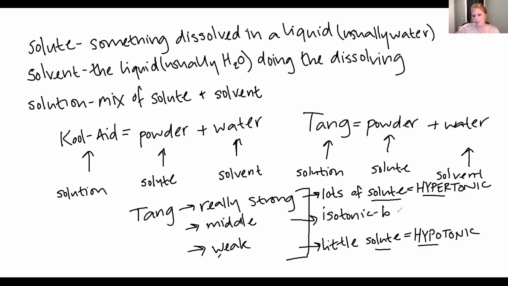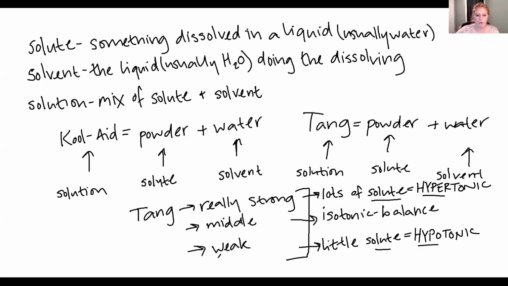An isotonic solution is a balance of solute and solvent. Now, when I say it has lots of solute or little solute, that means it's in comparison to the solvent itself. So if I have a hypertonic Tang solution, I've got more powder in there than I have water, which is why you can see the little Tang powder particles drift to the bottom. There's not enough water to dissolve them. When it comes to hypotonic, I have way more water than I have Tang powder, which means I could add more Tang powder to it because there's enough water molecules to dissolve it. Isotonic, you can think about it as kind of a 1-to-1 ratio. There's the same amount of Tang powder as there are water molecules, okay? So this is tonicity, and it has to do again with solute, solvent, and solutions.